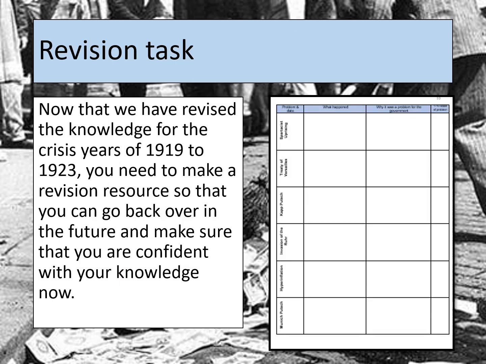Okay, year 11, we've finished going through the beginnings of the Weimar government, and we've also talked about the crisis years of 1919 to 1923. What I would now like you to do, to make sure that you're really confident with your knowledge, and to give you something to go over in the future, is make a revision resource that you can use to go back over what happened in each different area, and also why it was a problem for the government. So on Show My Homework, you will notice that there is a document attached, and it will look like the chart that is just on this picture here.